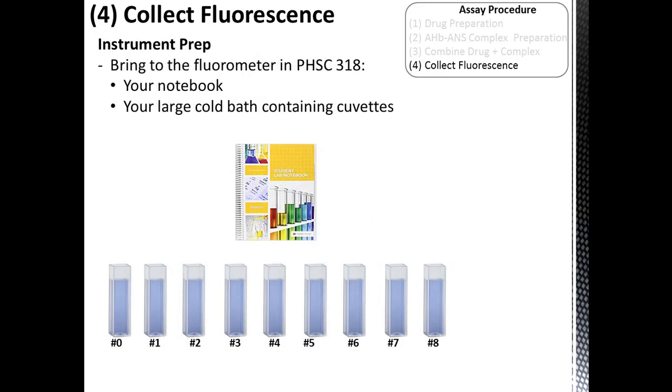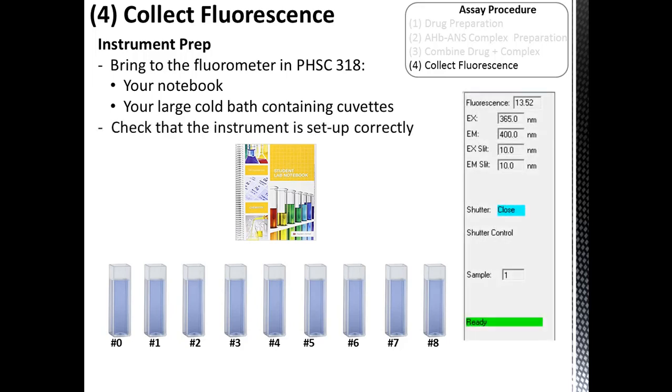You're now ready to go to the fluorimeter, so take your large ice bath with all your cuvettes and your notebook down to the fluorimeter in 318. When you walk up to the instrument, you'll see the parameters window on the right hand side. You need to make sure that it's still set up correctly.